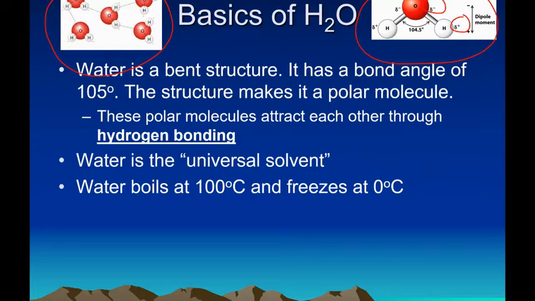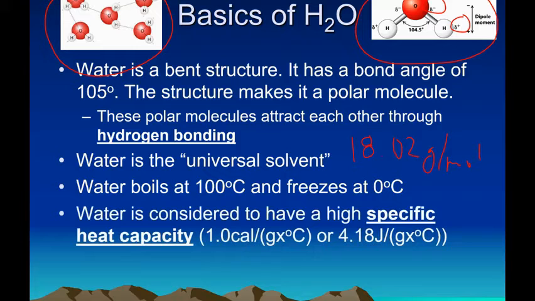Water boils at 100 degrees Celsius and freezes at 0 degrees Celsius. That's a very high range for something that has a molar mass that's so small. So if we remember, the molar mass of water is 18.02 grams per mole. And so you would expect something with 18.02 grams per mole molar mass to boil at a much lower temperature. But it doesn't, and it doesn't because of these attractive forces of the hydrogen bonding. And again, that structure of water really causes that strong hydrogen bonding.